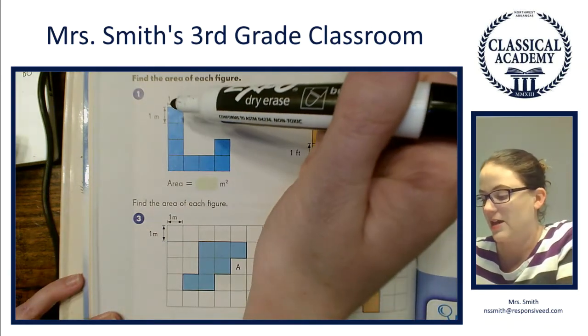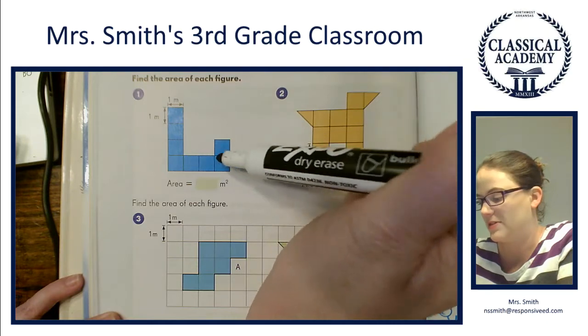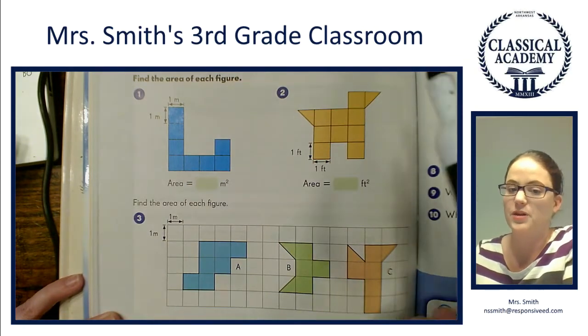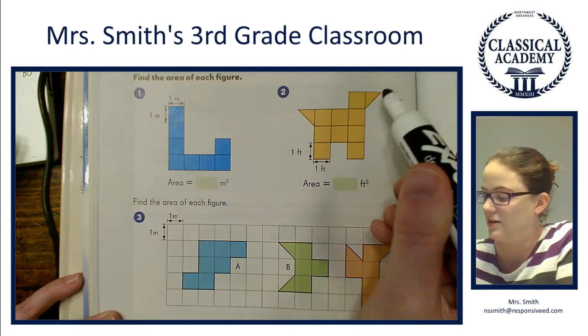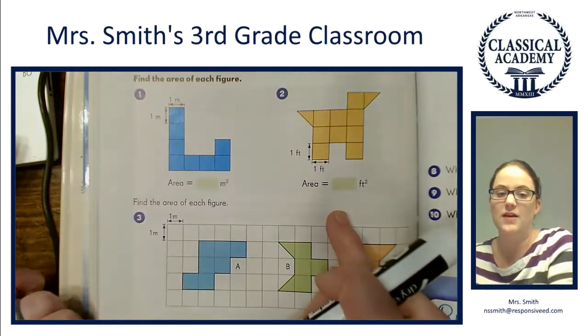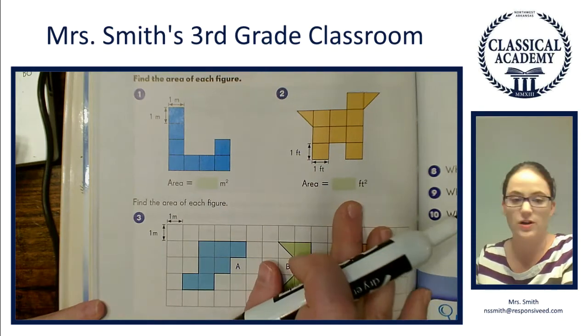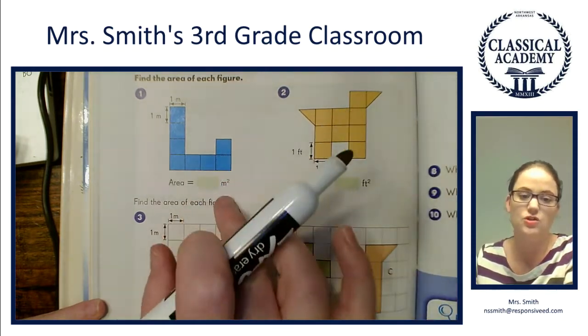Number 1, the area is 1, 2, 3, 4, 5, 6, 7, 8 meters squared. Number 2, 1, 2, 3, 4, 5, 6, 7, 8, 9, 10, and then put these two halves together, 11 meters squared. Feet squared, excuse me, feet squared. Gotta look at the units.